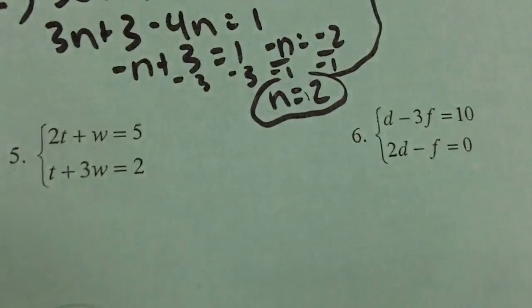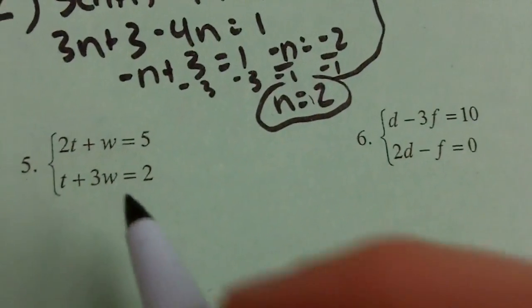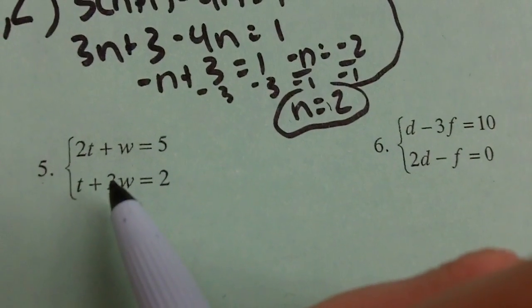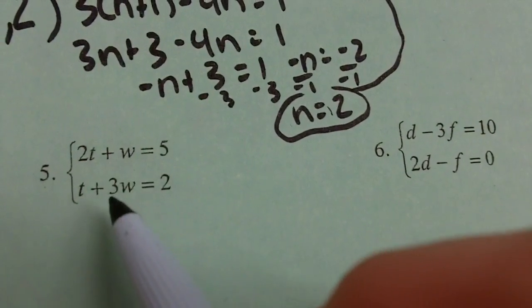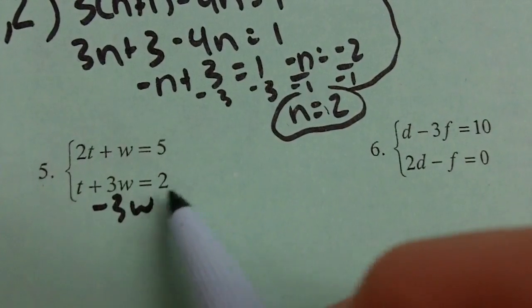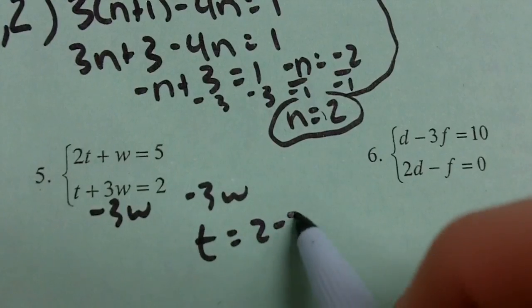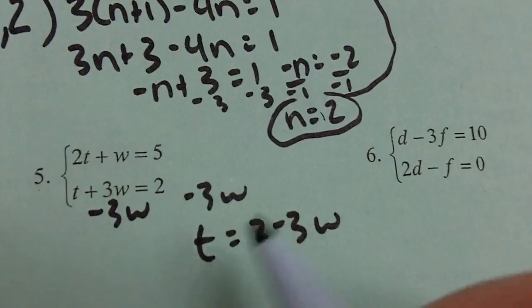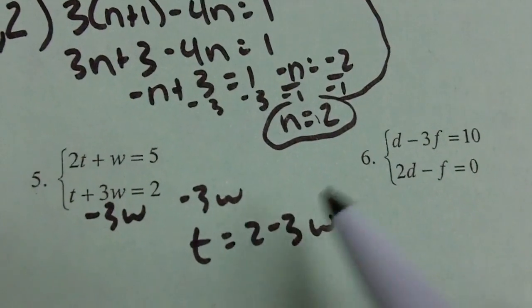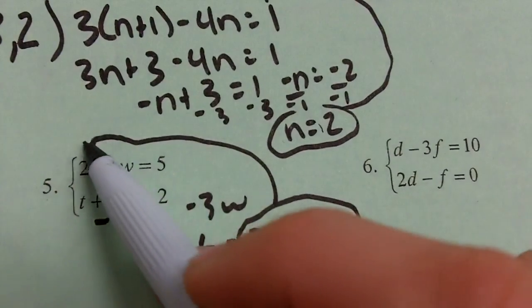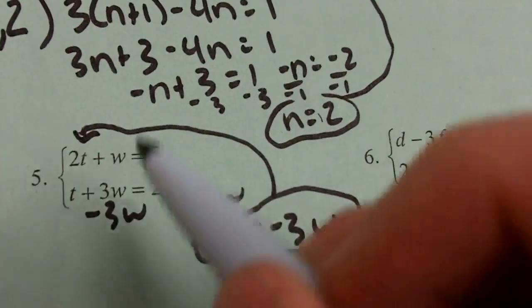How about one where it's not quite as easy? How about I want to get one of the variables by itself on this one? How can I get one of the variables by itself on 5? Well, how about the bottom one? Why don't I just get these 3 w's and move those over? I get t equals 2 minus 3w. Do I have a variable by itself? Do I know what that variable is equal to? Yeah. So what can I do? I can take this and I can plug it in for t right here. Because I know what t is. It just told me what t is.